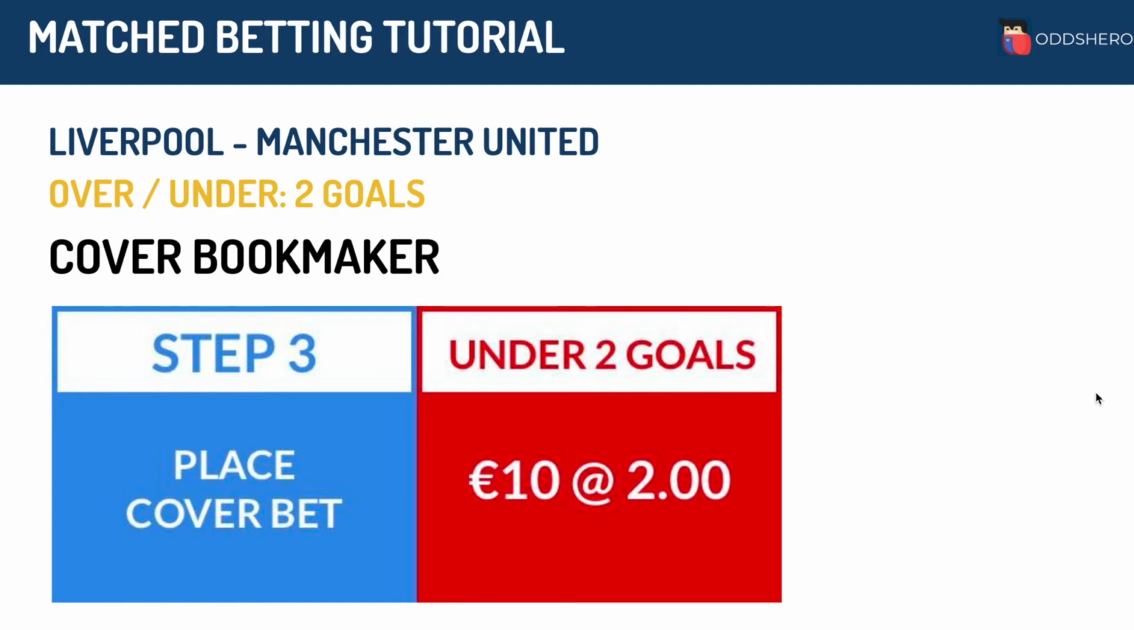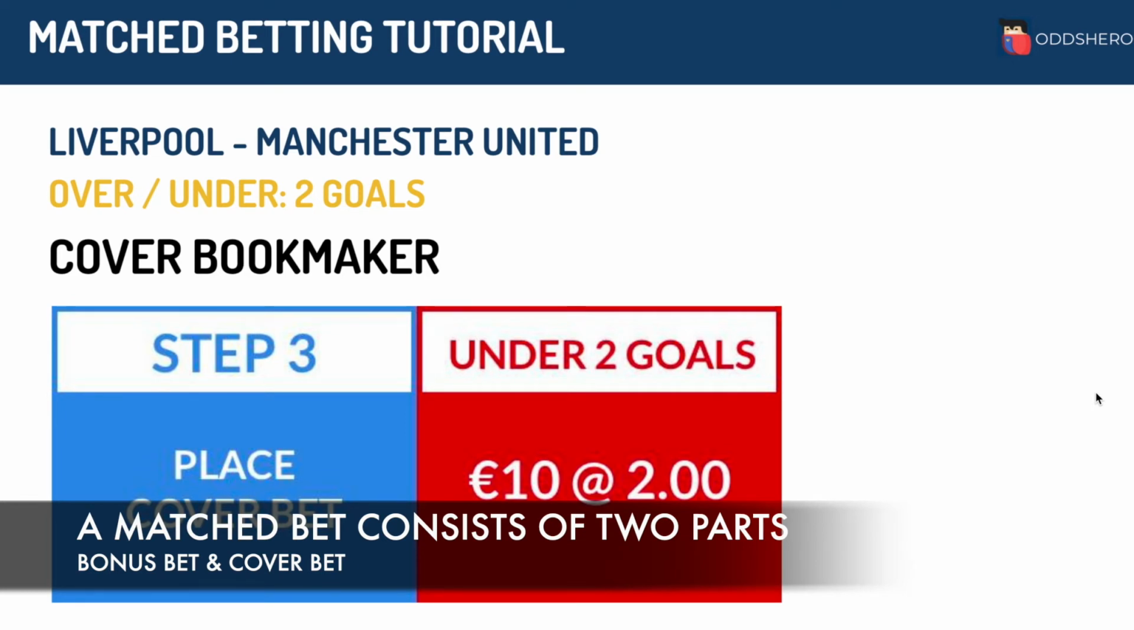Step 3 is placing the cover bet at the cover bookmaker. So here you can see we place a bet on under 2 goals and the amount we bet is €10 and we bet it at 2 odds. This is called a cover bet because we match our bonus bet by betting on the opposite result. Basically, we are covering our losses and thus completing the match bet. And the match bet is simply what we call the combination of the 2 bets we placed on this game.